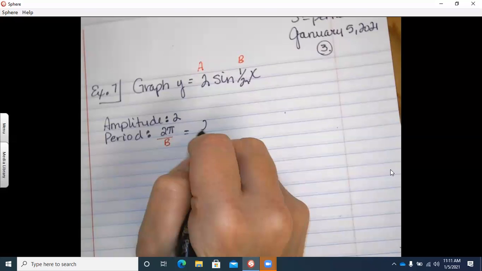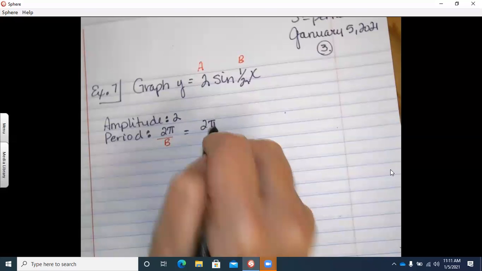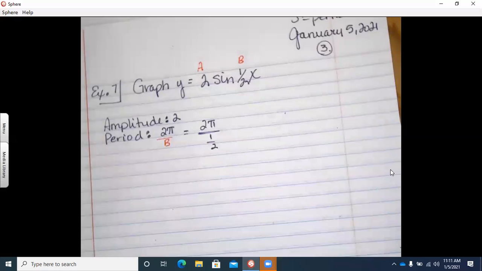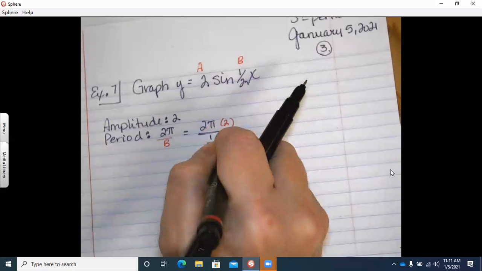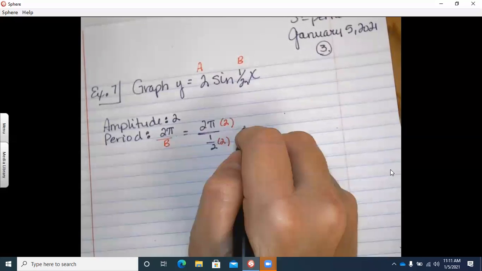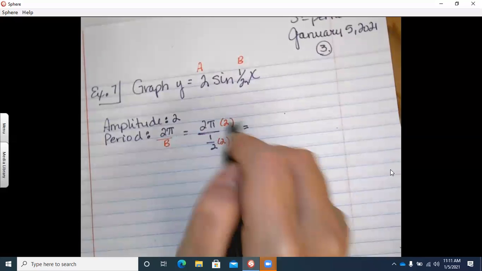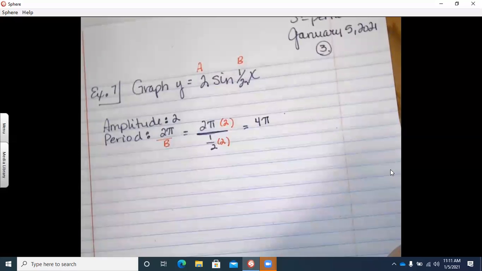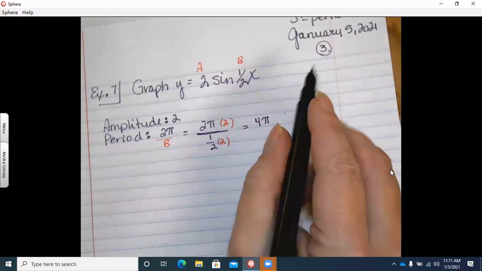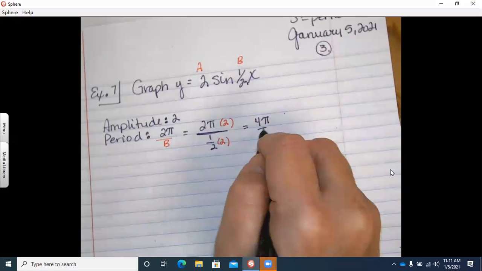Well, do we know how to get rid of a complex fraction? Yeah, we do. I'm going to multiply the numerator and denominator by what? 2. So my numerator, nothing will cancel because it's not a fraction. What's 2 pi times 2? 4 pi. And 1/2 times 2 is 1. So 1 period is 4 pi.